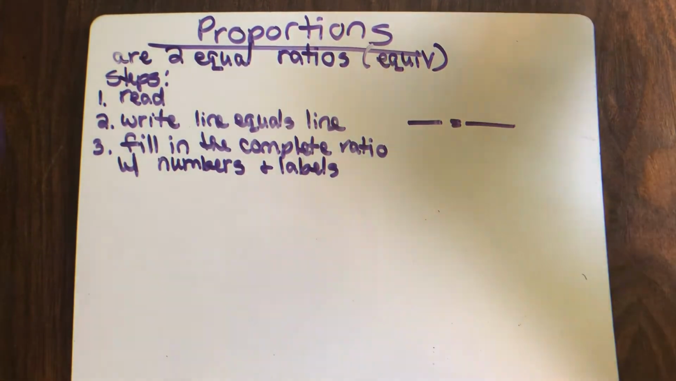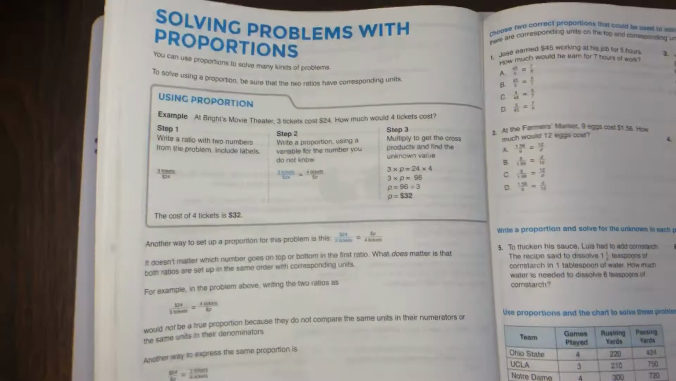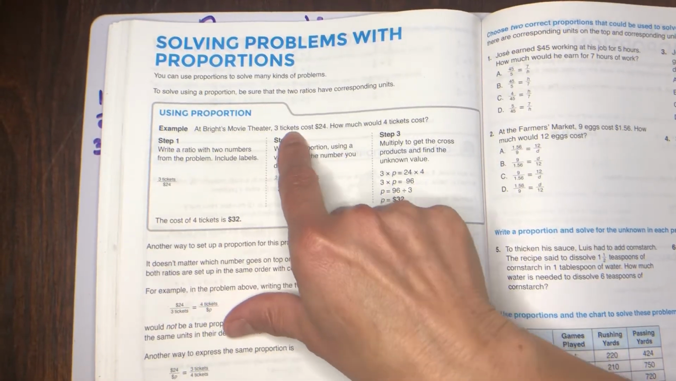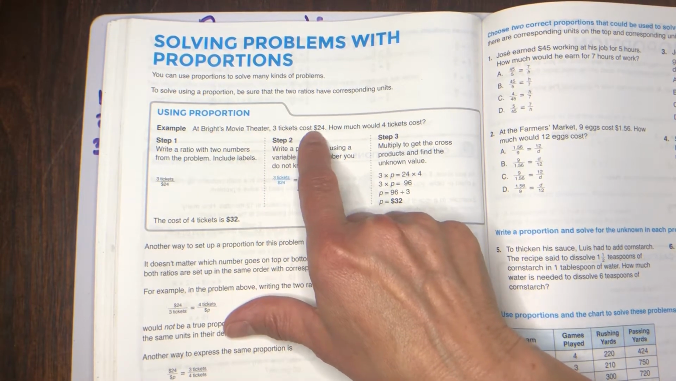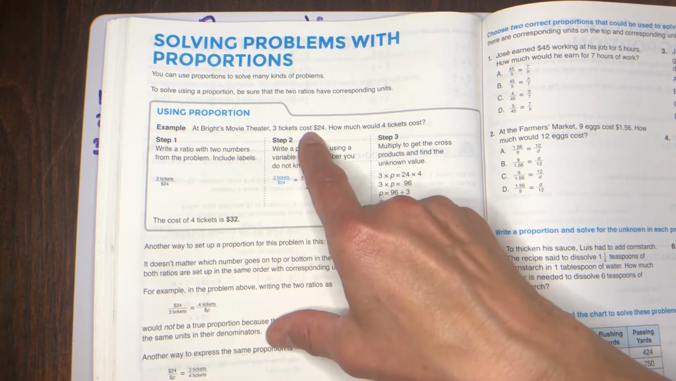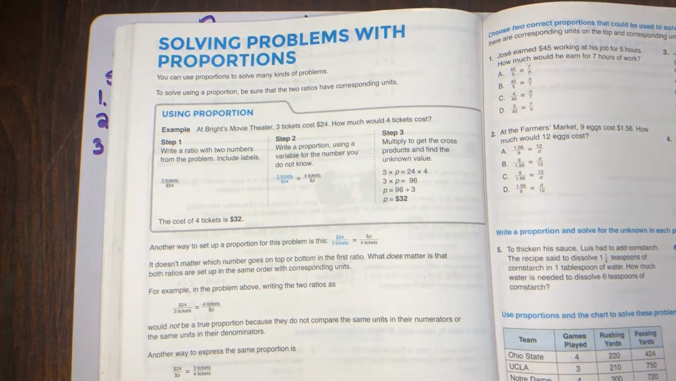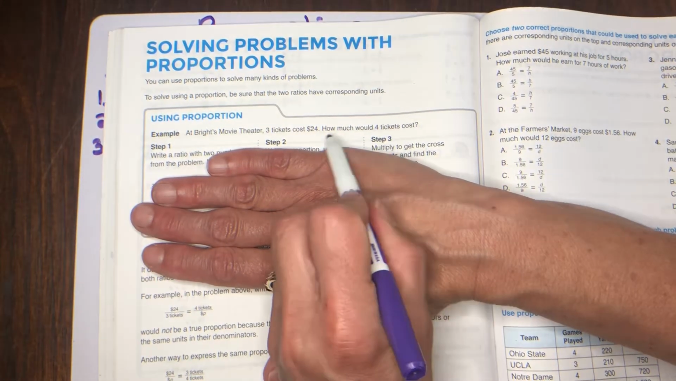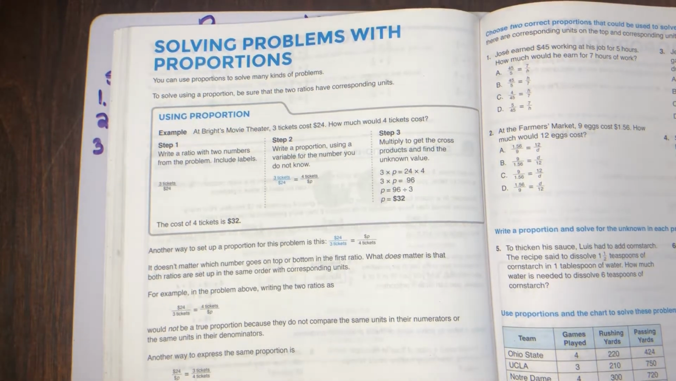So let's just go to this book and use their example as we work alongside our notes here. It says, at Bright's movie theater, 3 tickets cost $24. Doesn't that sound like a ratio to you? Like 3 tickets for $24? We hear that in the grocery store a lot. How much would 4 tickets cost? Okay, so there's our problem. Notice they don't use the word proportion. They don't give you any indication. You're just supposed to know what to do with that.